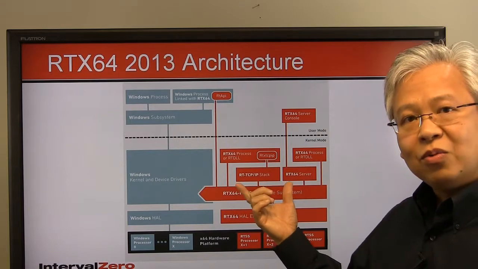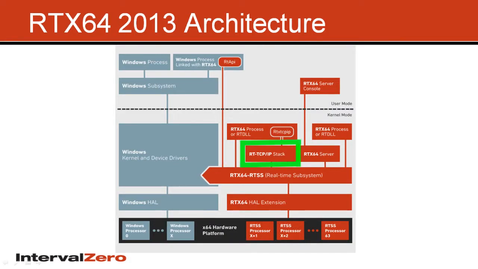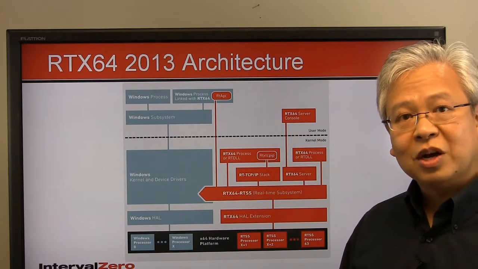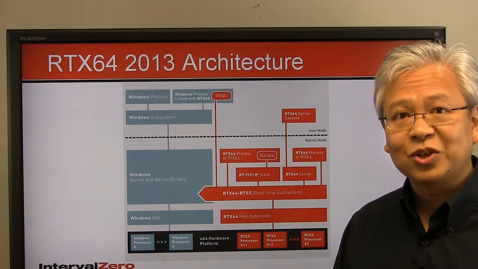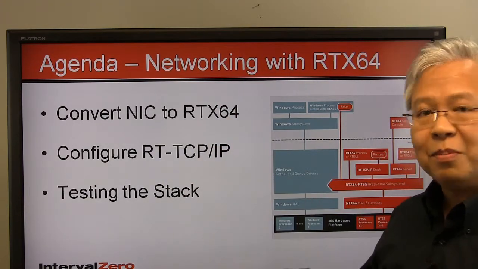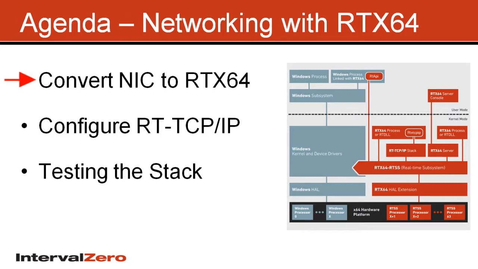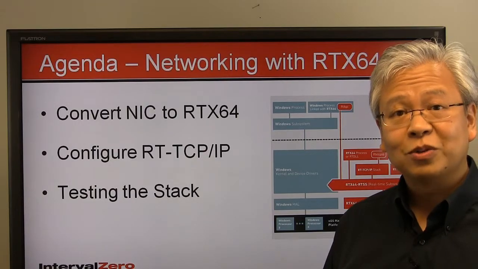Today we're here to talk about real-time networking, in particular the TCP/IP stack that works inside of RTX, and we're going to go through a couple of steps in how to configure it, how to set it up, and how to test it and make sure it works. There are three major sections we're going to go over. The first thing we're going to do is convert a network interface card from Windows to RTX64 control. Next, we're going to configure the real-time TCP/IP stack inside of RTX64. And then finally, we're going to test the stack to make sure everything works properly.